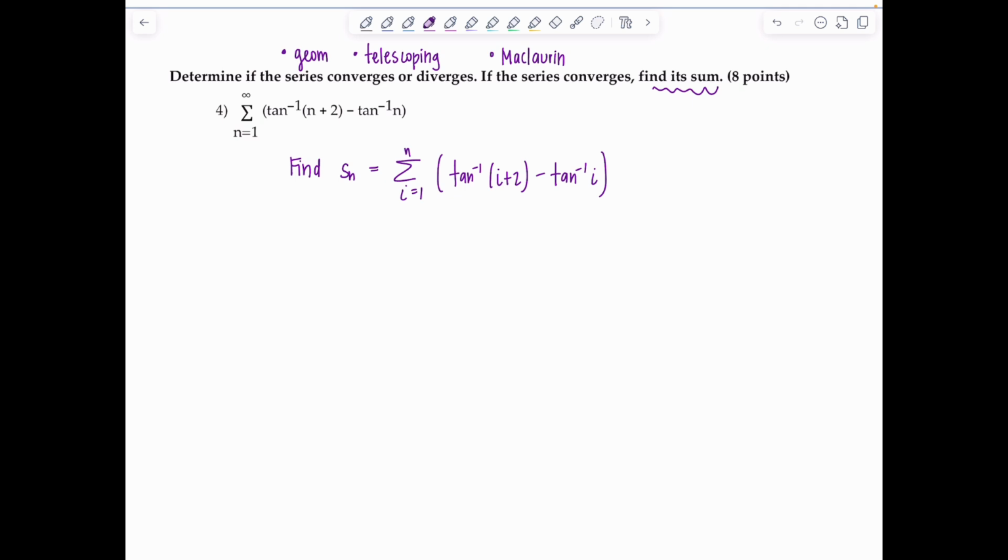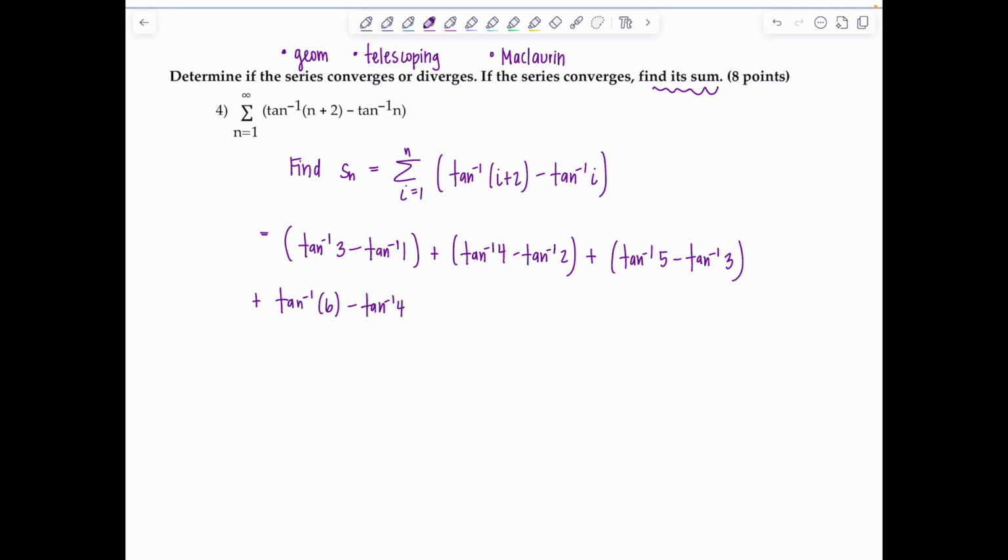Okay, I'm going to list out the first few terms till we see a pattern, starting with i equals 1. This is going to be tan inverse of 3 minus tan inverse of 1, plus, now i is 2, tan inverse of 4 minus tan inverse of 2. i is 3, so tan inverse of 5 minus tan inverse of 3. We could do one more for good measure. i is 4, so tan inverse of 6 minus tan inverse of 4. And at some point you've got to call it.